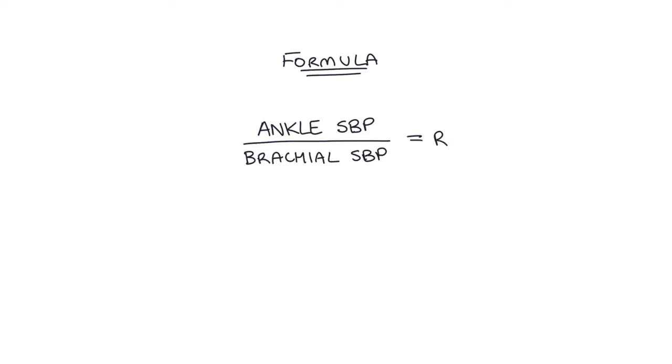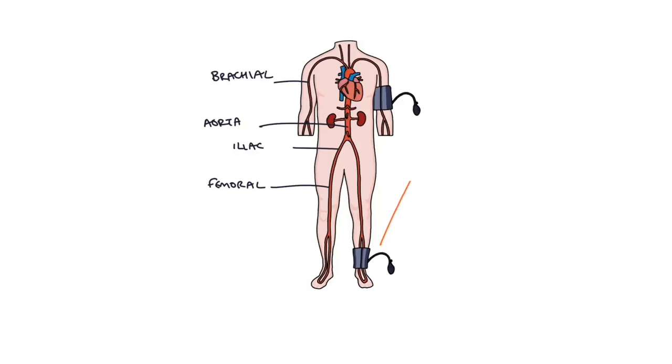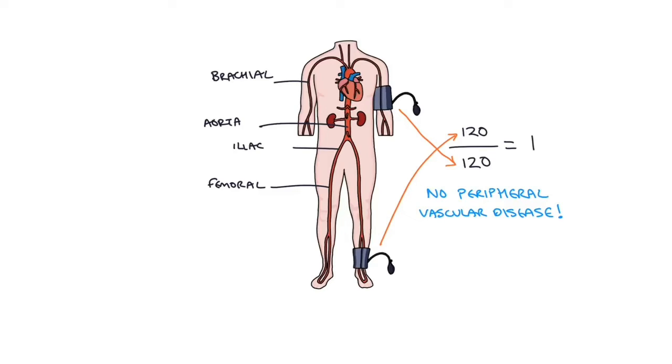So how do we actually work it out? Well, we take the ankle reading and we divide it by the brachial reading. And this gives us a ratio of the two readings. So if you imagine the ankle reading is 120 and the brachial reading is 120 systolic, then you end up with a reading of 1 because equal amounts of blood are getting to both the ankle and the brachial arteries. This means that there's no peripheral vascular disease and we have a healthy person.